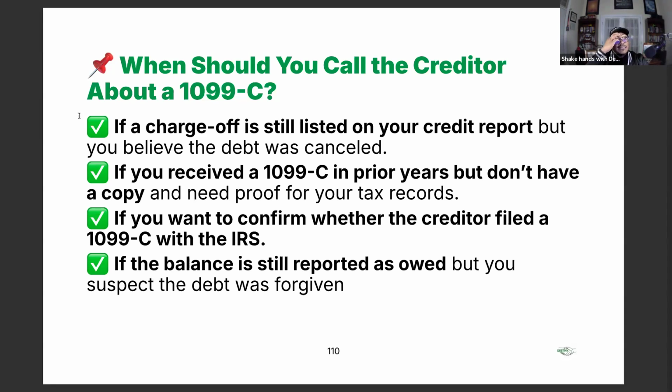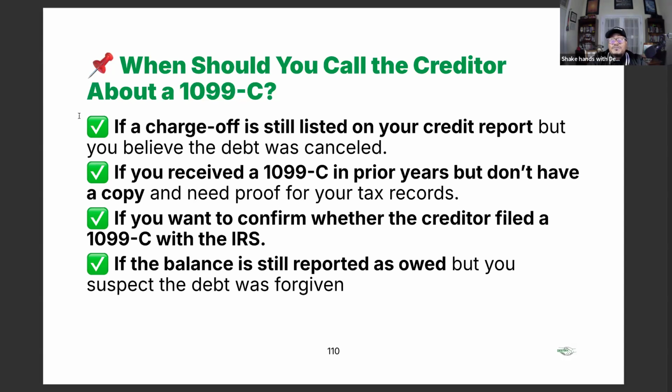If you received a 1099-C in prior years, but you don't have a copy, meaning I do remember filing my taxes that one time, and it seemed like it was a weird form that I had with my papers, and I just didn't put it on the tax form, or I put it on the tax form, okay? I just didn't know what it was. It was a minuscule amount, it was $1,200, and now you paid taxes and didn't know what you were paying $1,200 on. That was a 1099-C that you were paying taxes on. Okay. If you want to confirm whether the creditor filed a 1099-C with the IRS, you can call them.